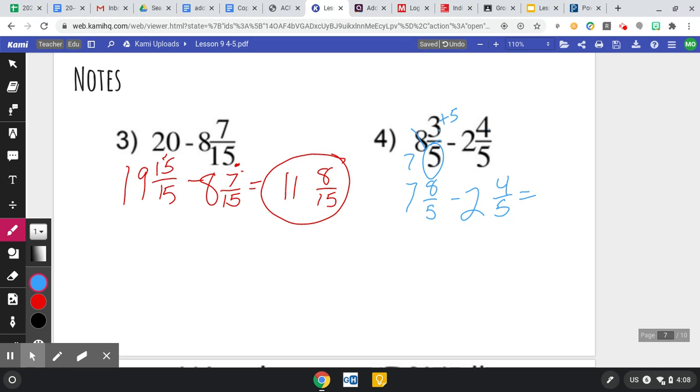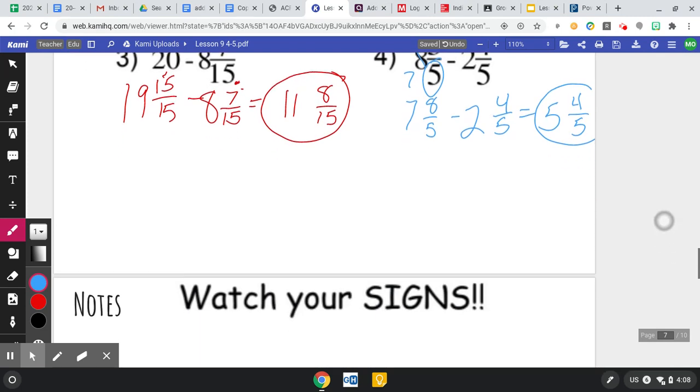Okay, so now I have 8 minus 4 is 4. Keep your fifths on the bottom. And then 7 minus 2, that is 5. And that's our final answer. No reduction needed there. Okay, if you need to pause this and catch up, do so.